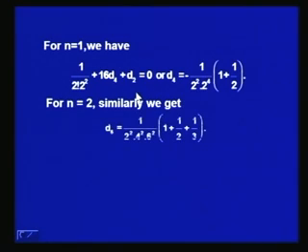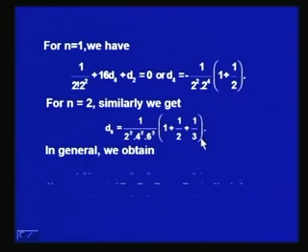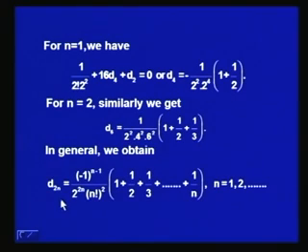And similarly for n equal to 2, we shall have d6 equal to 1 over 2 squared, 4 squared, 6 squared into 1 plus 1 by 2 plus 1 by 3. In general, we will have the value of d2n. d2n will be equal to minus 1 to the power n minus 1, over 2 to the power 2n into n factorial squared, into 1 plus 1 by 2 plus 1 by 3 and so on plus 1 by n, where n takes values 1, 2, 3 and so on.